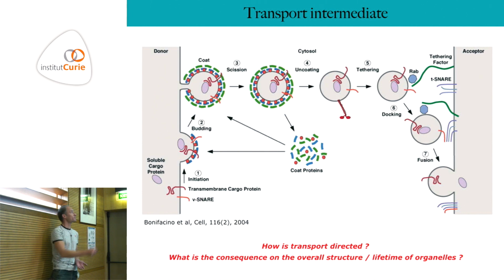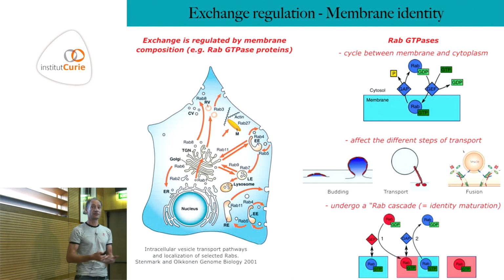So you've got three main steps: the budding of a vesicle, the transport of that vesicle, and the fusion of the vesicle. And all these steps are heavily influenced by the composition of the membrane. So the composition could be in lipid, cholesterol, the different proteins, and also in some classes of GTPases that are supposed to give an identity to the membrane.